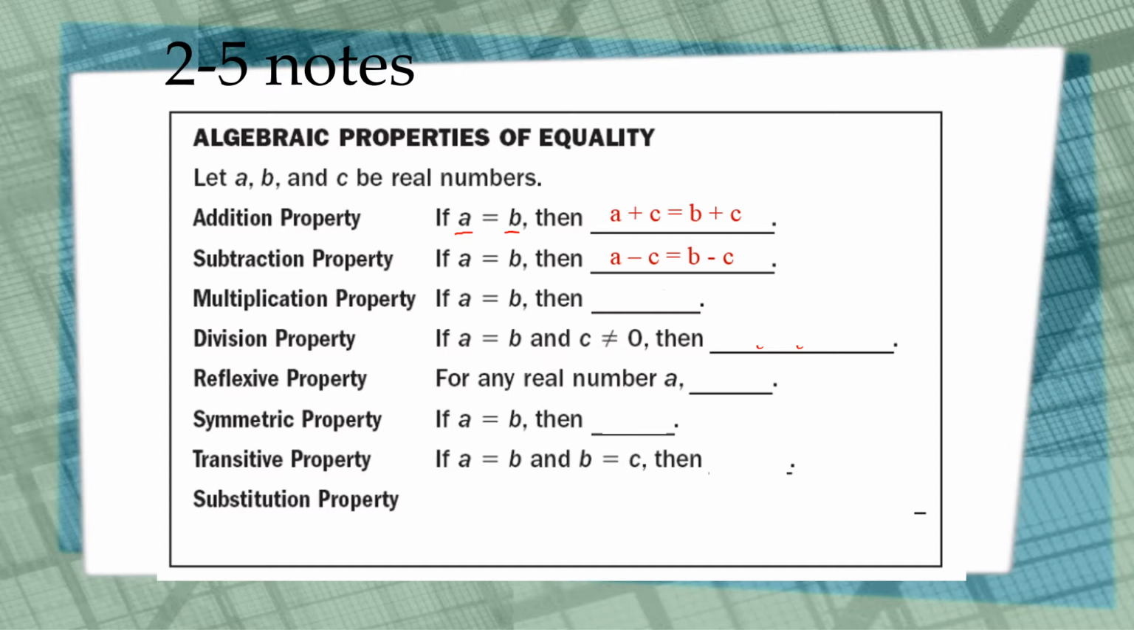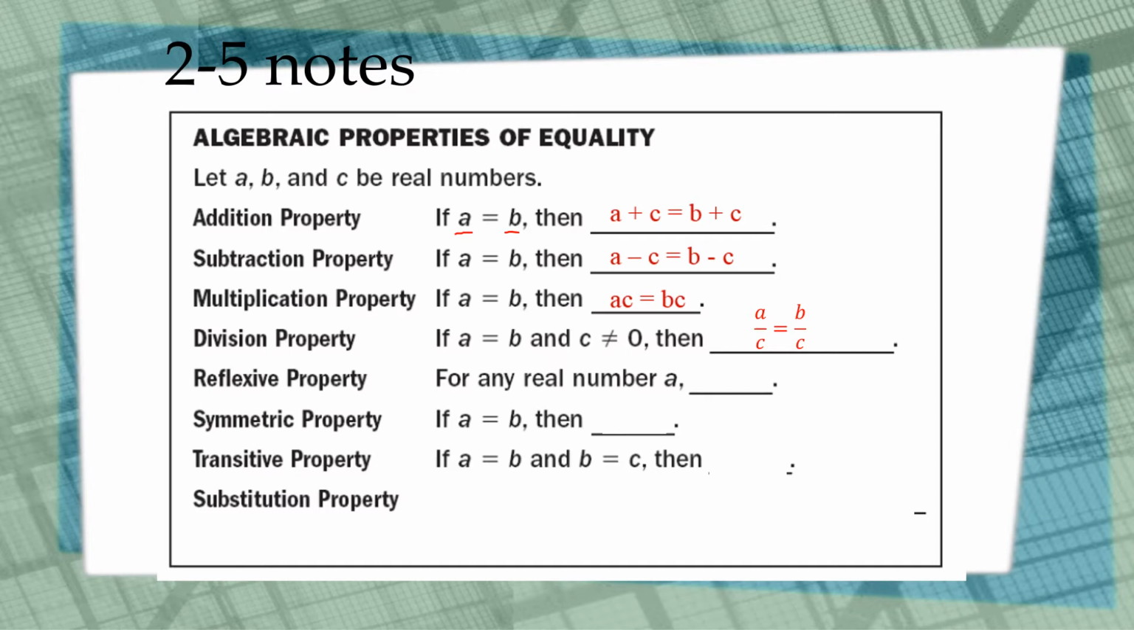Multiplication, if I'm going to multiply A by something, then I'll also have to multiply B as well in order for this to stay equal. Again, the idea is if you do it to one side, you have to do it to the other. And I know you've heard that before in your algebra classes. The only stipulation with division is that you cannot divide by 0. You're not allowed to divide by 0. It makes it undefined.